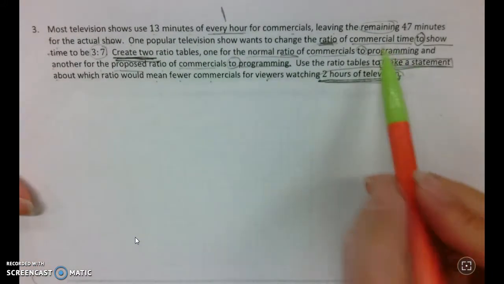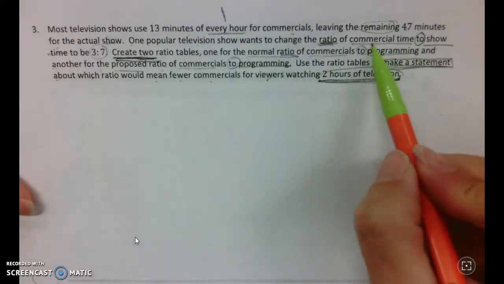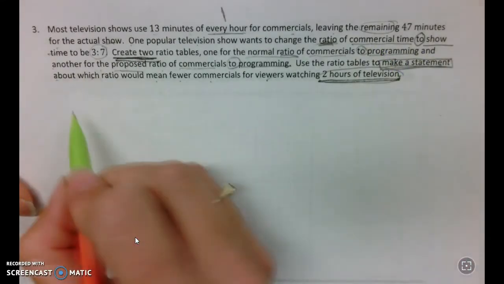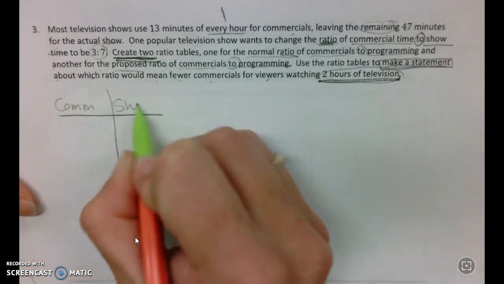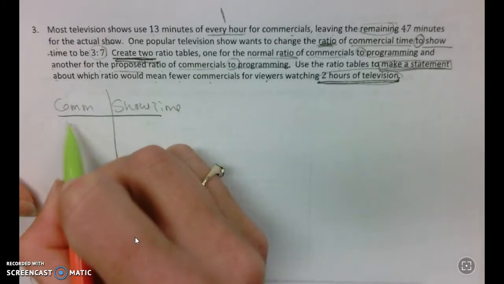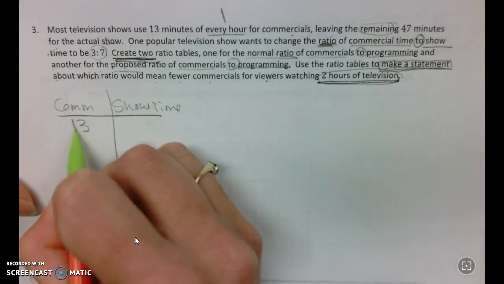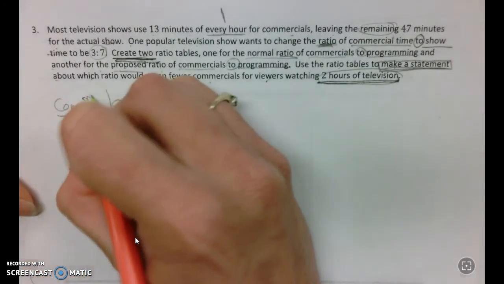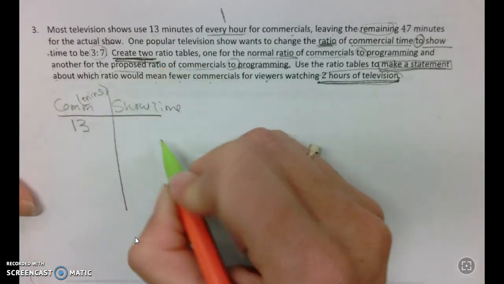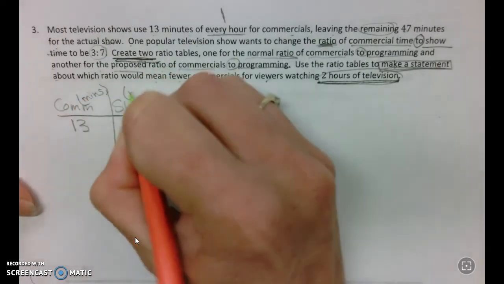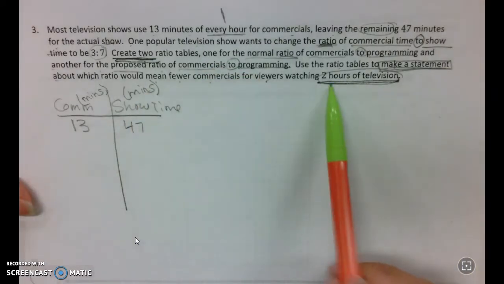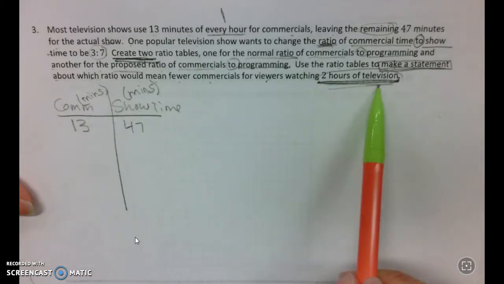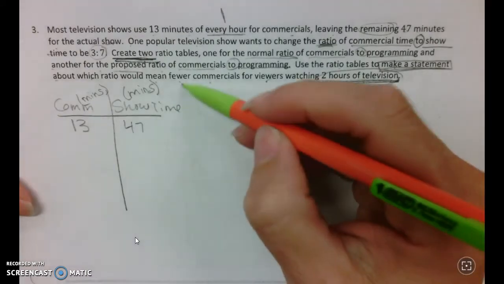I know that my ratios need to be commercial time to showtime. So I'm going to do commercials, showtime. Commercials is 13. Okay, 13 what? It's 13 minutes, so I'm going to make sure to use that as my label. 47 minutes as my label as well. Okay, so that's my original ratio, but I also need to keep in mind that I need to get to 2 hours of television. So I need to be tracking that as well.